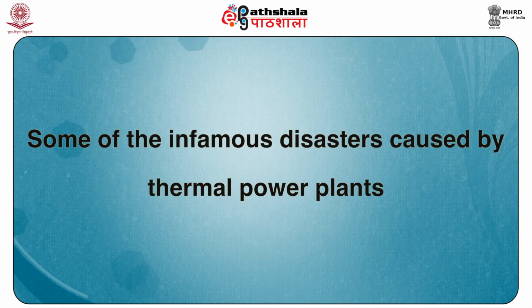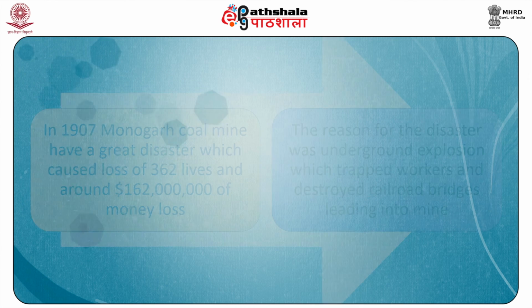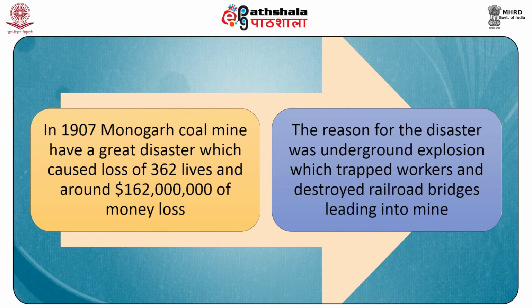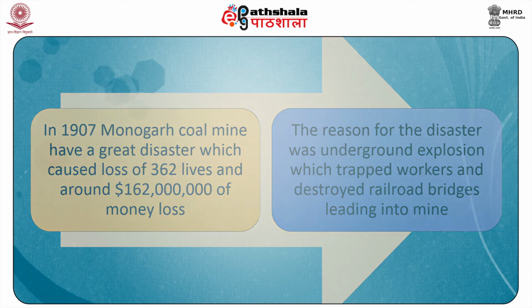Some of the infamous disasters caused by thermal power plants are: first, in 1907, the Monongah coal mine had a great disaster which caused the loss of 362 lives and around $162 million. The reason for the disaster was an underground explosion which trapped workers and destroyed railroad bridges leading into the mine.